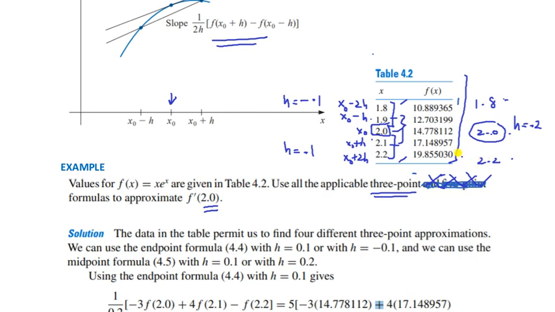So there are 4 formulas in total. Okay. Endpoint formulas with h 0.1 and h minus 0.1, 2 formulas. Then midpoint formula with h 0.1 and midpoint formula with h 0.2. So there are 4 different 3-point formulas I can use here.